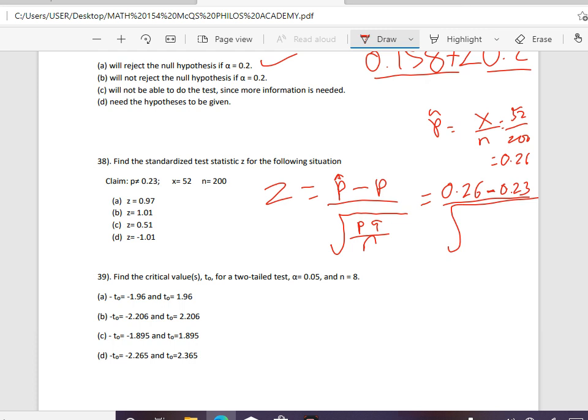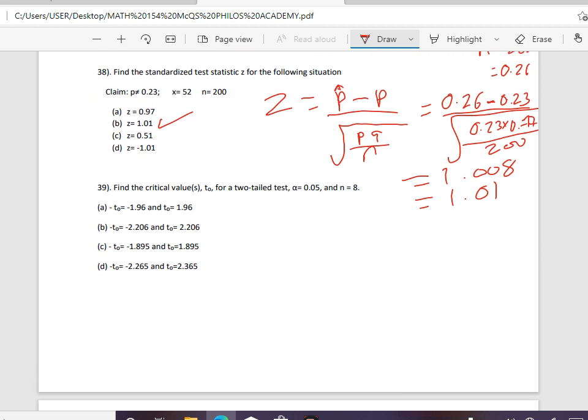What's your P? Your P is 0.23 times, your Q will be 1 minus P, which will give you 0.77, divided by N, and your N is 200. So when you fix the whole of this on your calculator, you should get 1.008, which you can approximate 1.01. So that makes the answer B.